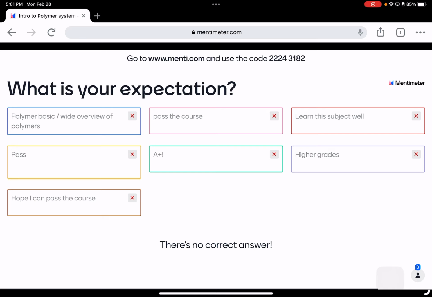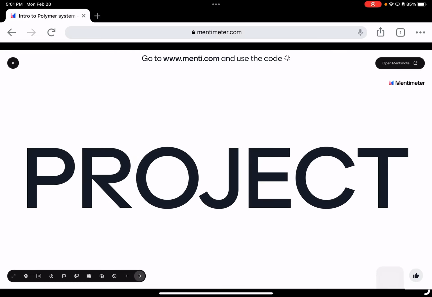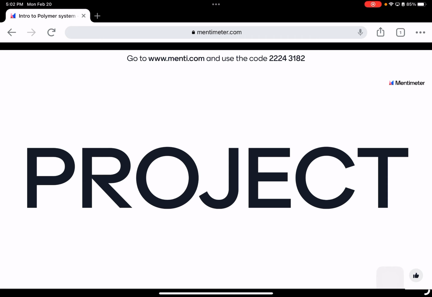Okay, so let me continue a little bit. So about the project. There are two ways that we can deal with this project. The first is, I'm thinking of assigning a project where you're going to submit your presentation. There will be topics that you can choose, or you can also propose your topic. I want to make a project about this part. The project we can decide later, and you can also propose a project by yourself about polymers.